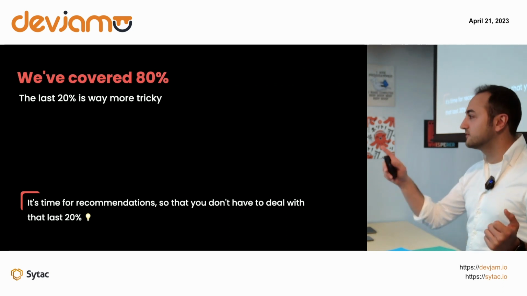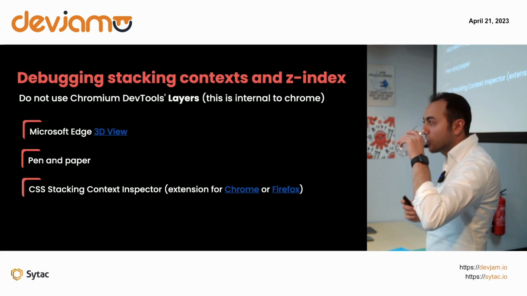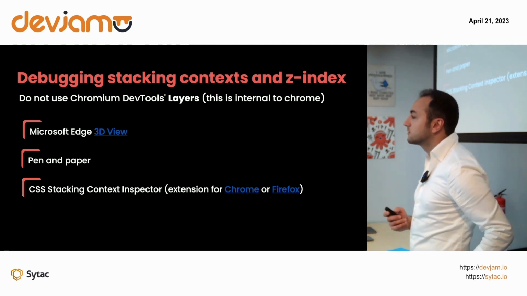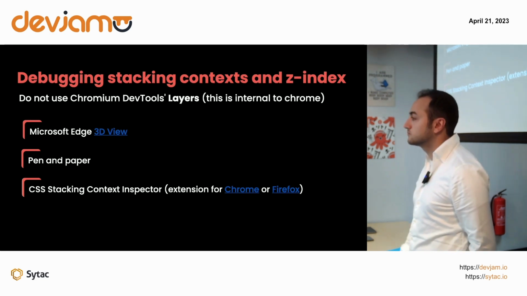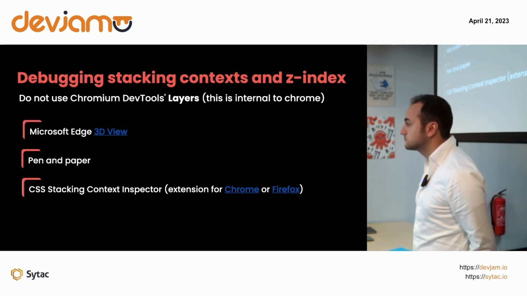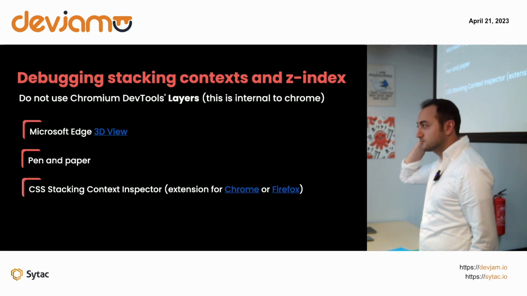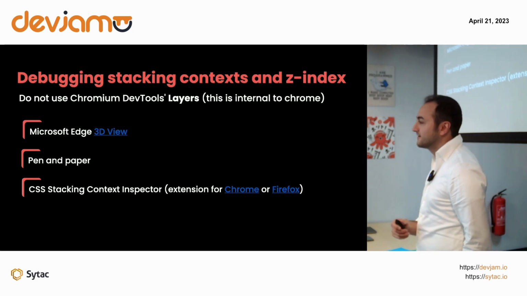We've covered 80%. Yes? Yeah, I have a question about the previous slide. I remember Firefox had, before the Quantum update, its own visualizer of z-index, and it was pretty advanced, more advanced than what I remember Edge's 3D view providing. Which one is, in your experience, the most complete? Which one's the most usable? Out of the options that exist right now.